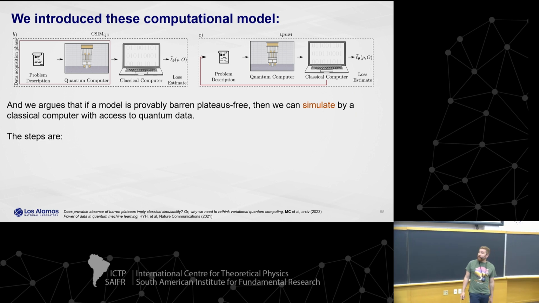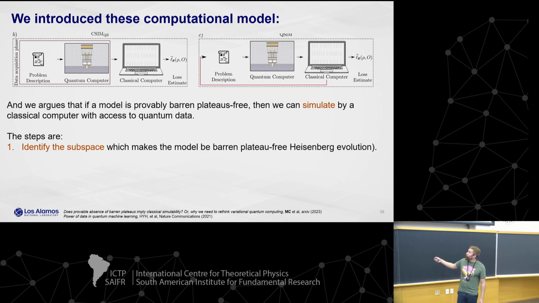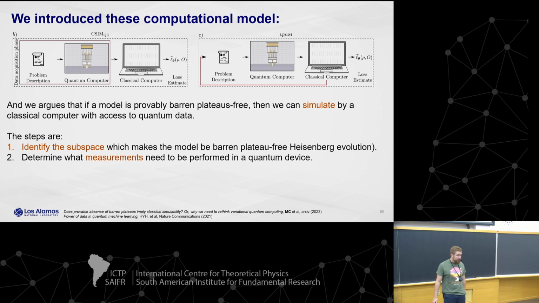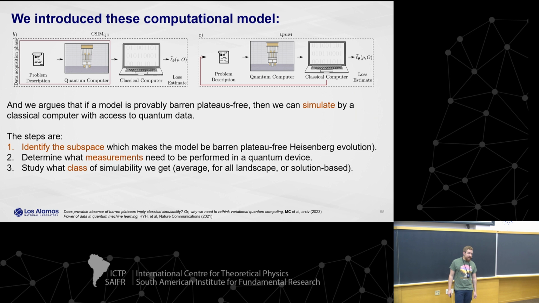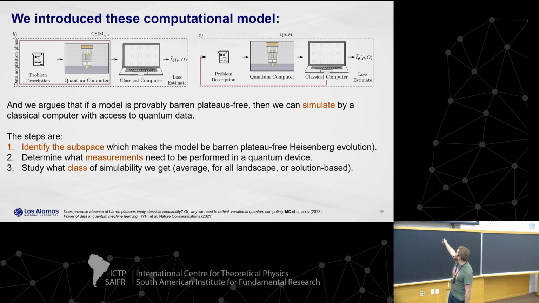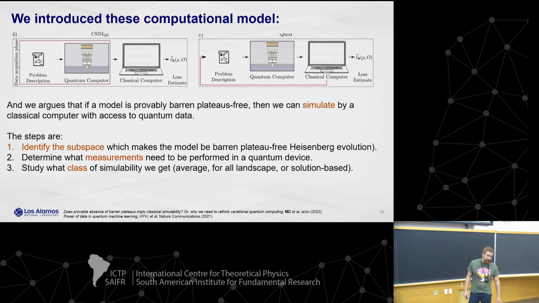So what are the steps that we're going to be trying to follow? And this is going to be the recipe for both today and tomorrow. We will first try to identify what is the subspace of interest, the subspace where our barren plateau-free model lives. And the motto is we will always think about the Heisenberg evolution. We will determine what is the type of measurements that we need to do in our initial state, or in our data set, so that we can represent our data in this subspace. And then we will study what is the class of simulability that we get. Because remember, we have different types. We have average type simulability for a landscape or solution-based. We will recall those in a second.